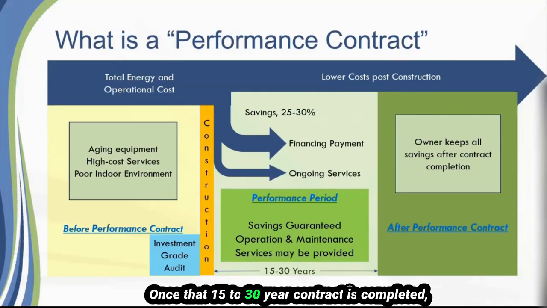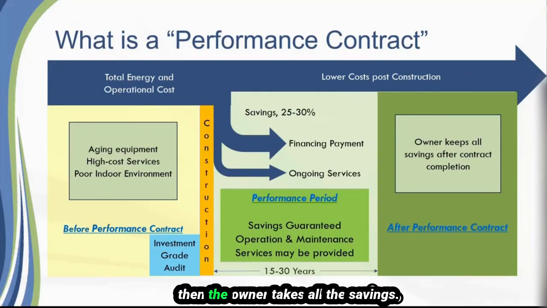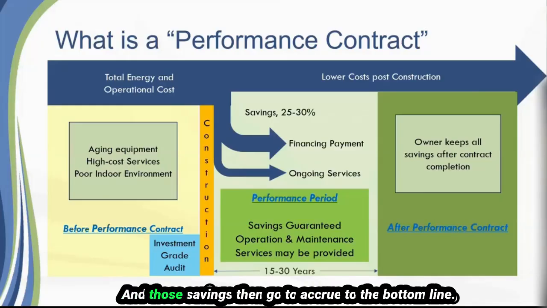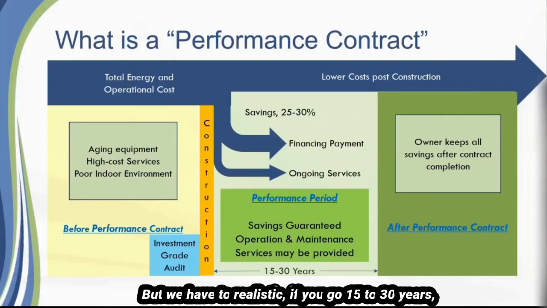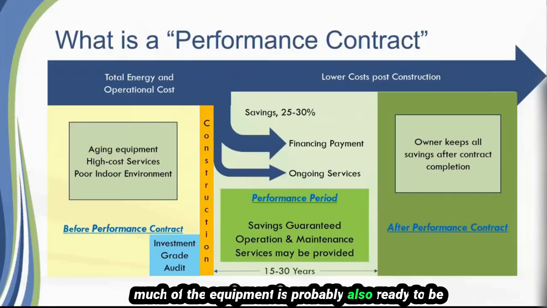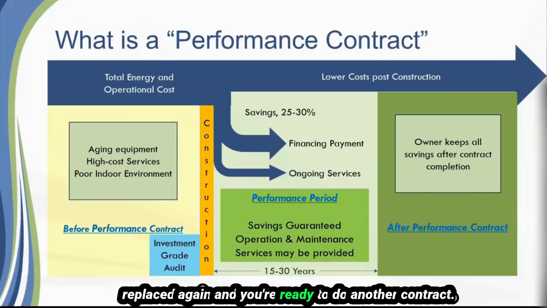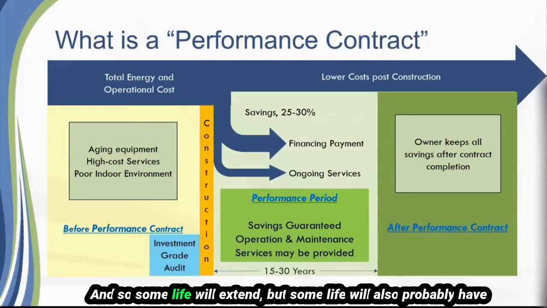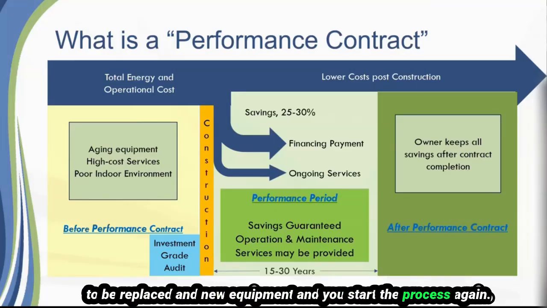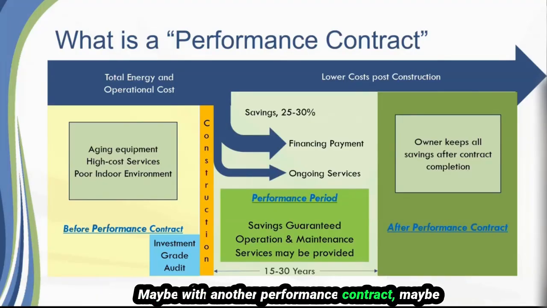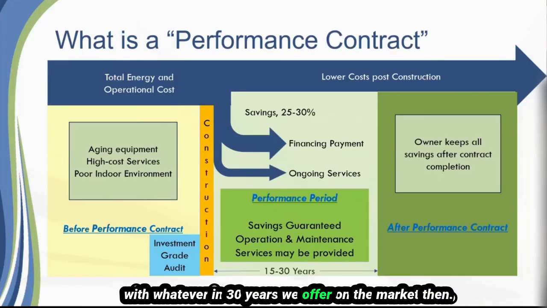Once that 15 to 30-year contract is completed, the owner takes all the savings, and those savings then accrue to the bottom line. But we have to be realistic. If you go 15 to 30 years, much of the equipment is probably also ready to be replaced again, and you're ready to do another contract. Some life will extend, but some equipment will probably have to be replaced with new equipment, and you start the process again, maybe with another performance contract, maybe with whatever we offer on the market in 30 years.